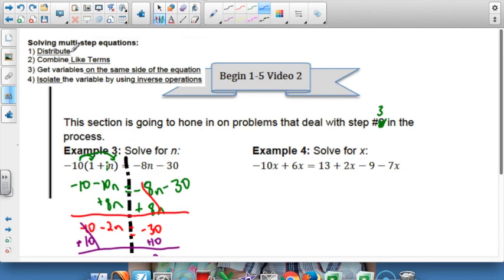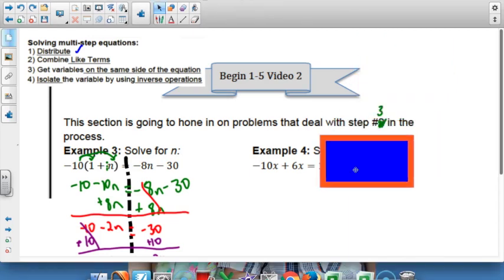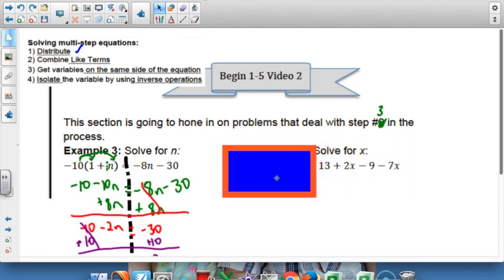First, I check for distribution. Are there any parentheses here? Any distribution that needs to happen? No. So I don't have to worry about that. Next, I go to combining like terms. Remember, my ultimate goal is to simplify each side of this in turn. So I'm going to distribute and then combine like terms on the left-hand side, and then I'm going to distribute and combine like terms on the right-hand side.